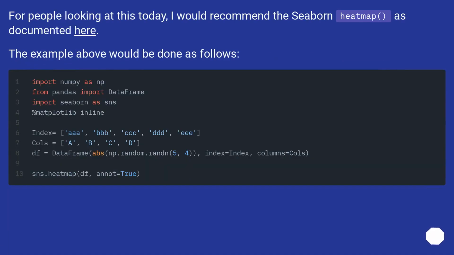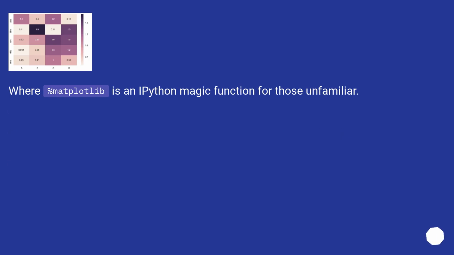For people looking at this today, I would recommend the Seaborn heat map as documented here. The example above would be done as follows. Where %matplotlib is an IPython magic function for those unfamiliar.